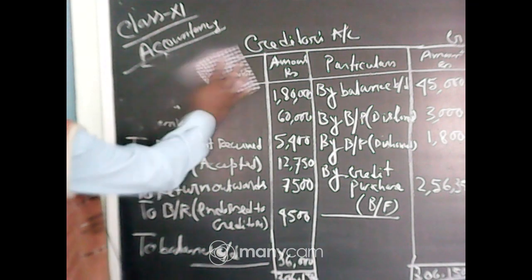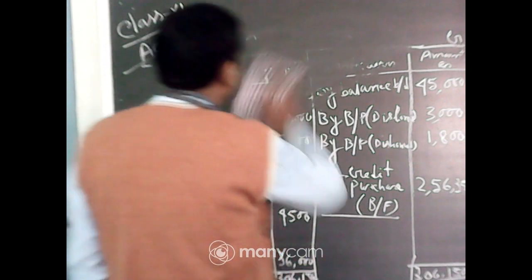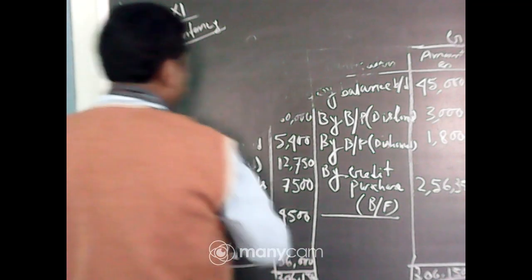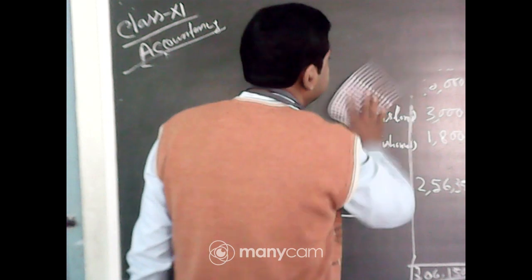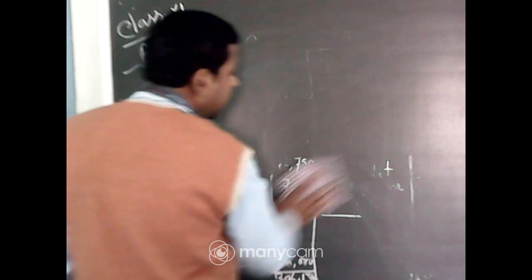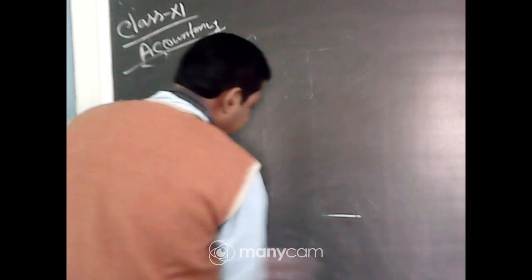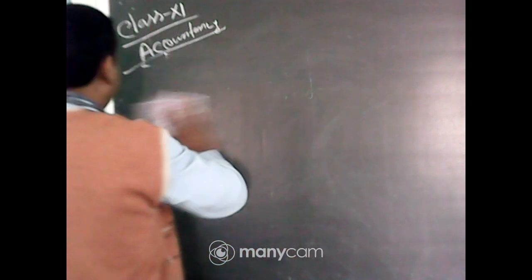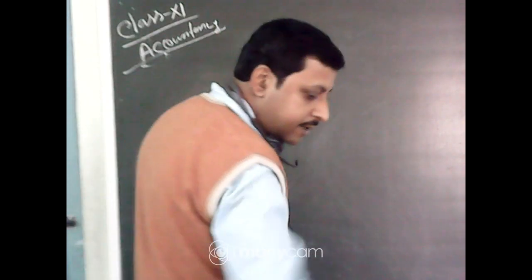Now we will see the second major account, that is debtors. From debtors we will ascertain what is the credit sale, not the cash sale. What is the credit sale? Because debtors only arise when we sell on credit. Now same format you have to make, that is ledger account. I am doing it in a T format.